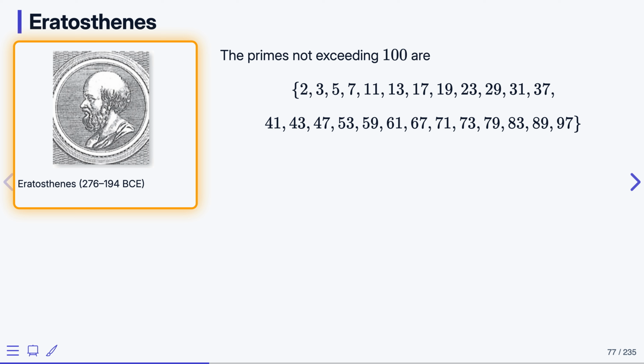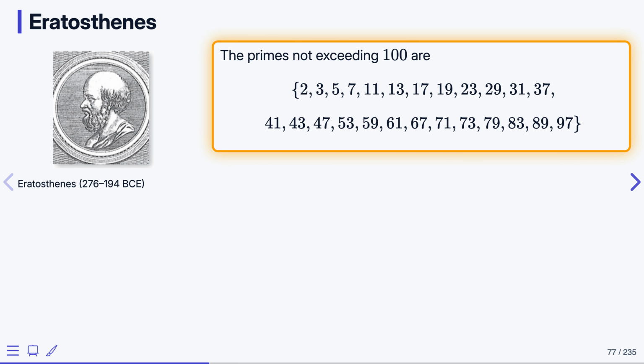Eratosthenes lived in the 3rd century before the Common Era. He ran the great library at Alexandria, and he also measured the size of the earth. His sieve still works today. And this is what it gives us. The primes up to 100 are 2, 3, 5, 7, 11, 13, 17, 19, 23, 29, 31, 37, 41, 43, 47, 53, 59, 61, 67, 71, 73, 79, 83, 89, and 97. 25 primes in the first 100 numbers.